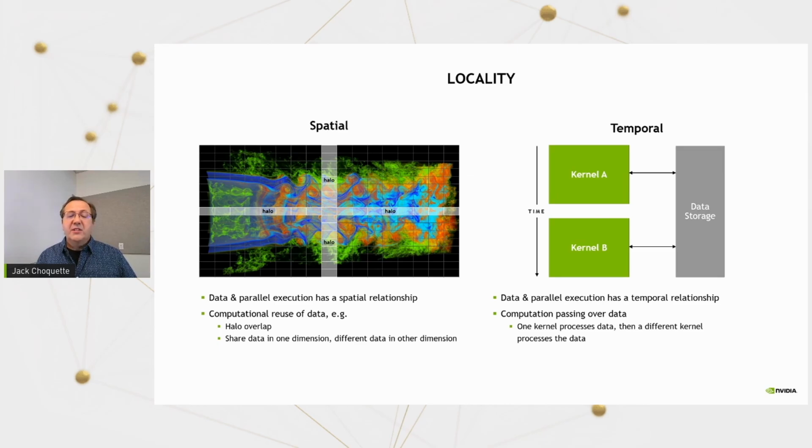Another type of locality is temporal locality. Here, data and parallel execution have a temporal relationship. This can be thought of as compute passing over data. First one kernel processes data, and then another kernel processes the data.